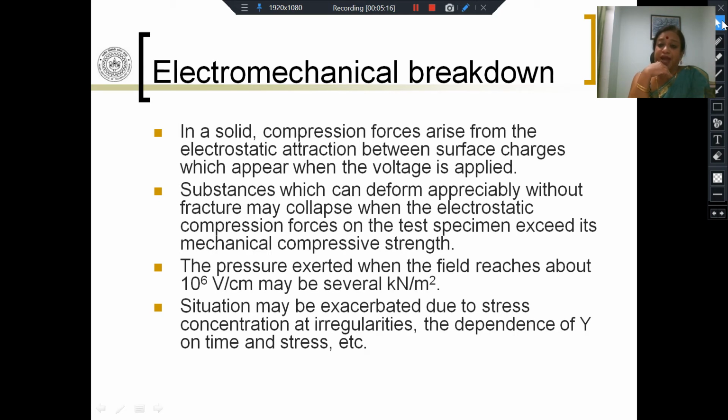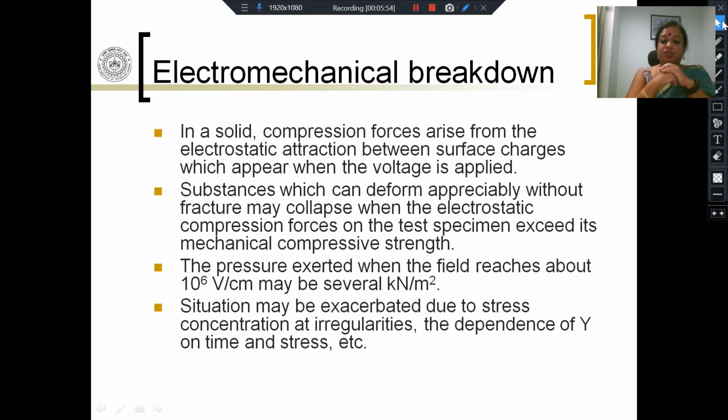In that case, the mechanical pressure can be as high as several kilonewton per meter square. So it's not a nominal value. And over and above that, if you have irregularities, any kinds of deformities, there will be stress concentration. What we have talked about is a uniform field. Over and above a uniform field, if you have material irregularities, there will be stress concentration, and in the region of stress concentration, the compressive forces may be higher. The situation may be exacerbated due to stress concentration at irregularities.